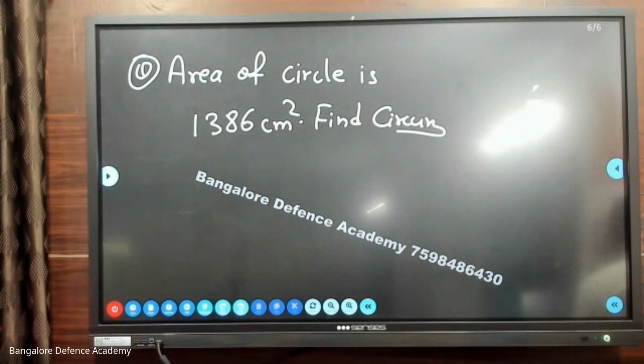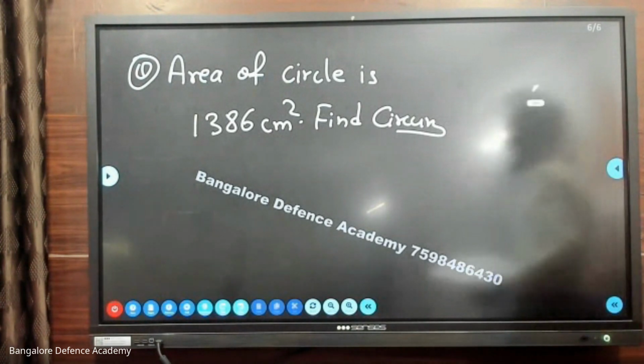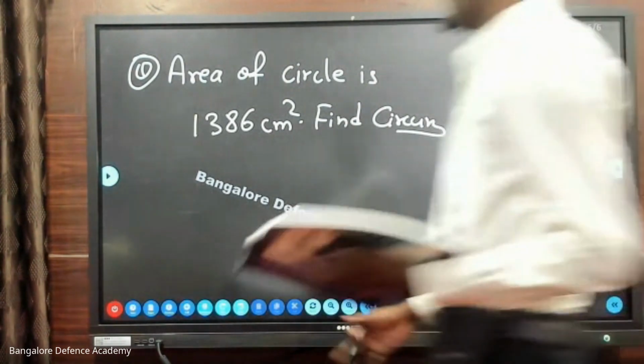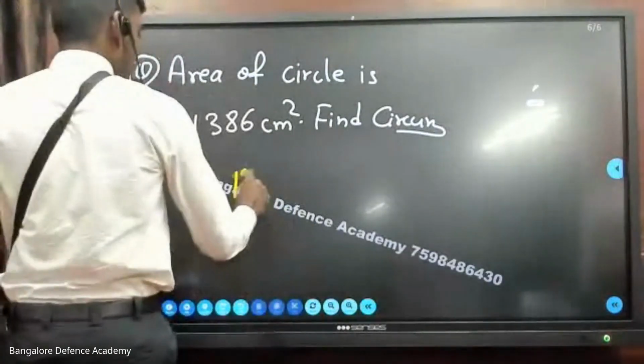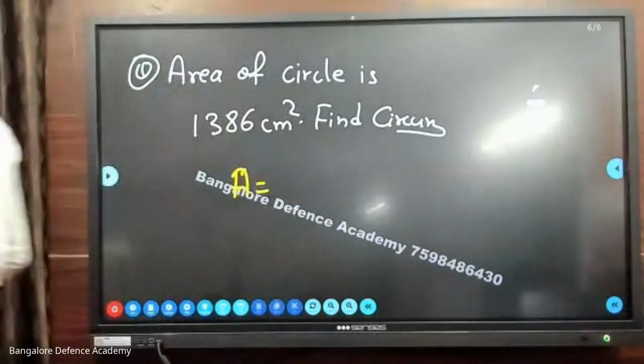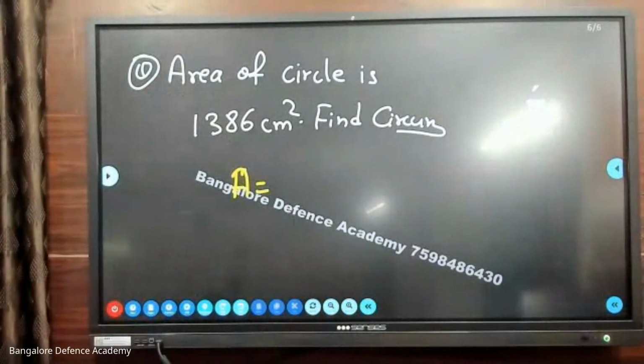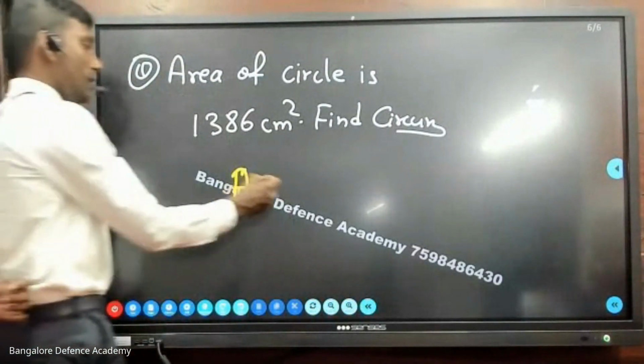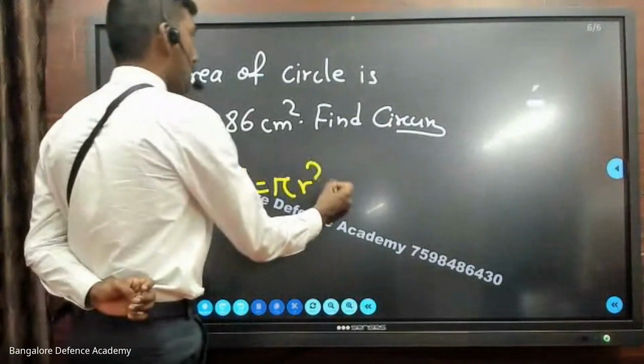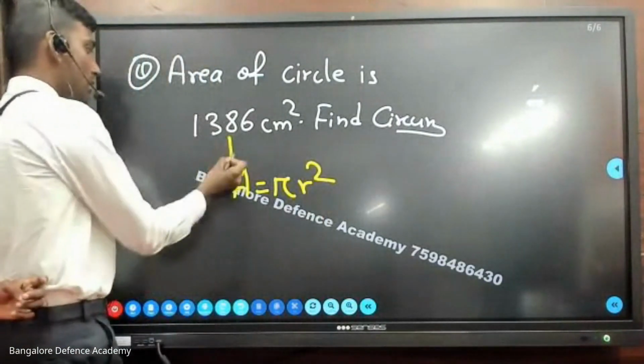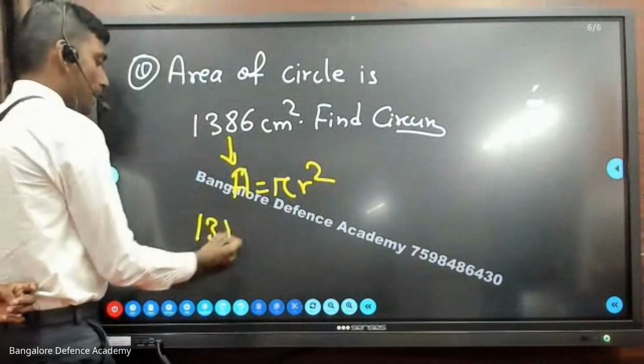Is anyone getting the answer? How much? Area they have given 1386. So what you will do? Try to write down the formulas. Don't take shortcuts. I will come and check your notes. Write down stepwise. Area of circle is equal to what? Pi r square. इसका मतलब ये कितना हो गया?